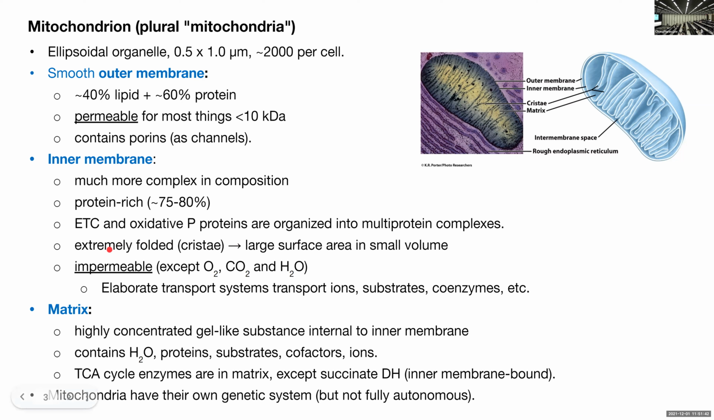And it is extremely folded. We talked about the cristae, and it forms really complex structures there to get a large surface area touching between the matrix and inner membrane, because again there are a lot of proteins involved in generating energy. So for higher efficiency, you want to have a higher surface area there, even in the small volume of the mitochondria.